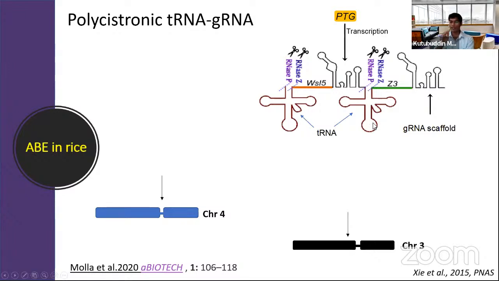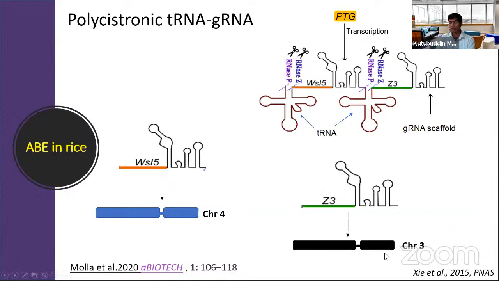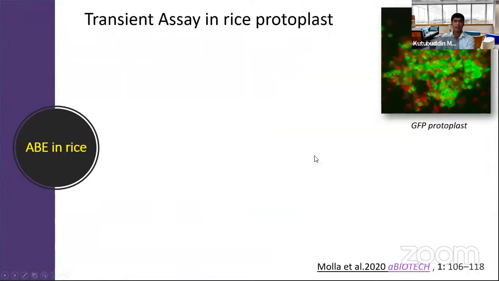Once the tRNA is spliced out by this endogenous enzyme activity, the guide for WSL5 becomes free, and it takes the base editor and goes to chromosome 4, because chromosome 4 is where the WSL5 gene is present. The other, Z3, goes to chromosome 3. So they are separated. They take the protein, the Cas9 and the deaminase, and go to their respective targets. That is how we achieve multiplex editing.